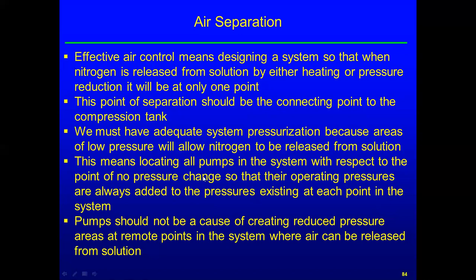So this means locating all pumps in the system with respect to the point of no pressure change so that their operating pressures are always added to the pressures existing at each point in the system. So that means putting this compression tank hopefully right at the suction of the pump. The pump should not be a cause of creating reduced pressure areas at remote points in the system where air can be released. So this would be if we put the compression tank connection on the discharge side of the pump.